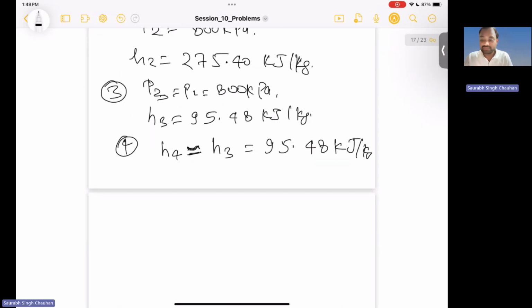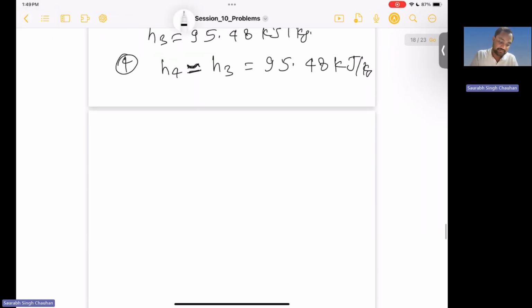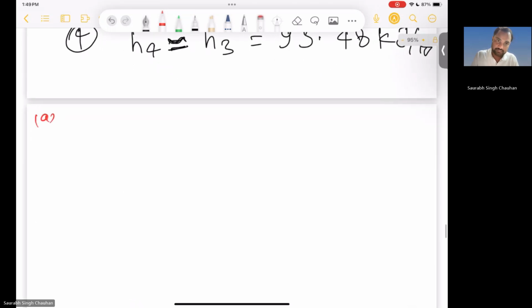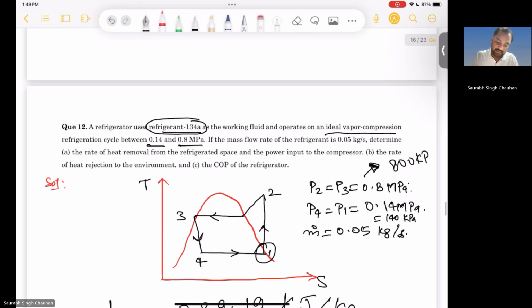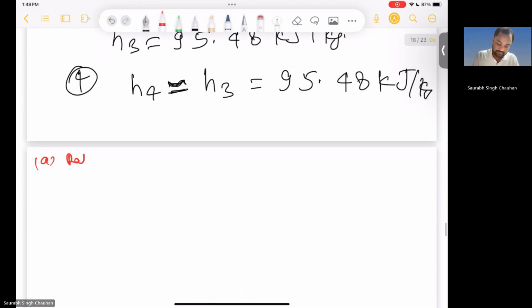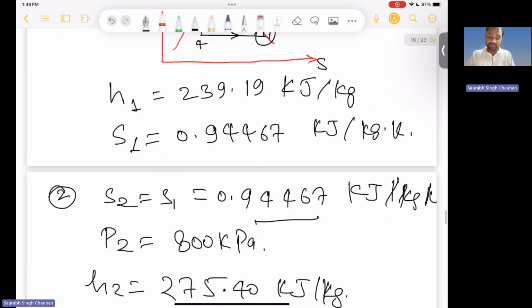So now we have all the values. Now we can proceed. So the first part, what it is asking, it is asking for rate of heat removal. So what will be the rate of heat removal? Where is the heat removal? Heat removal is from 4 to 1 in the evaporator, right?